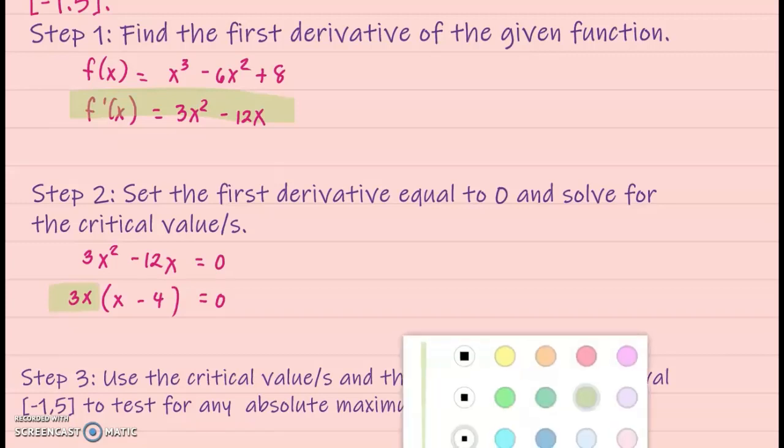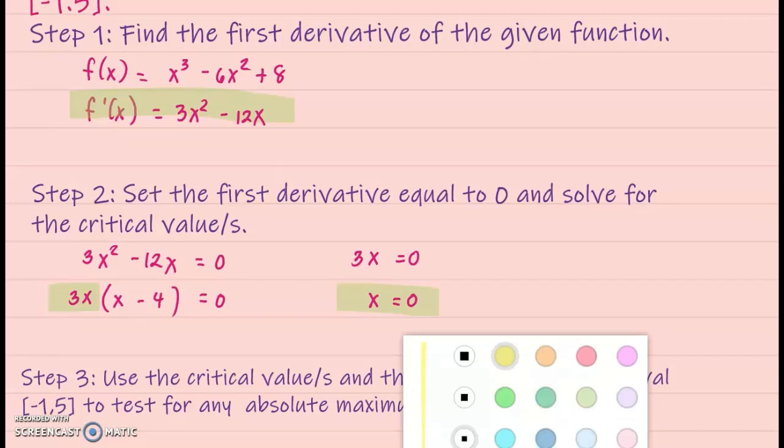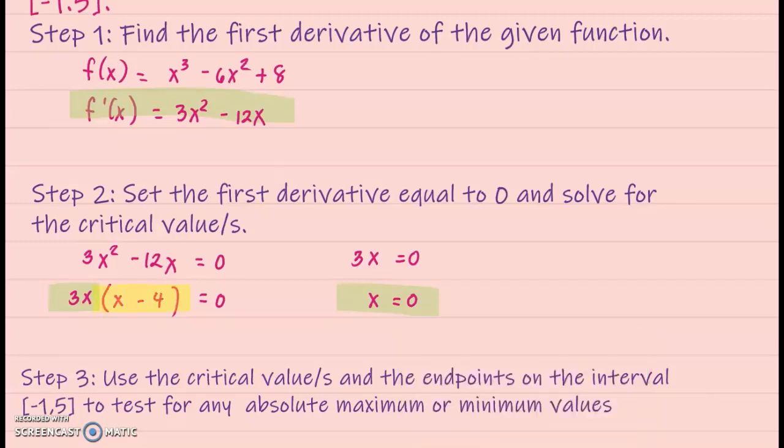So solving for our critical values, let's take first our first factor. So 3x equals 0, so x is equal to 0. And next, take our second factor, x minus 4. So you have here x minus 4 equals 0. So x is equal to 4. So that is also our critical value. So we have two critical values for this problem.